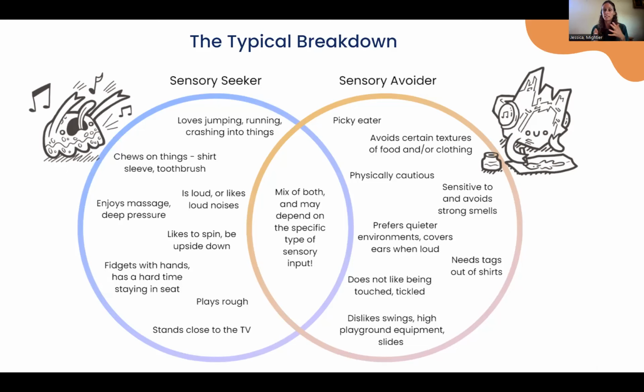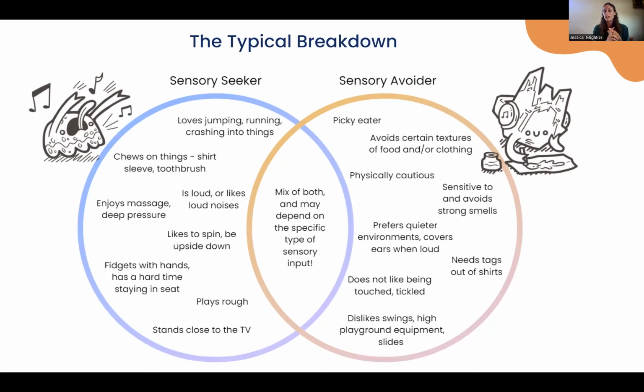Like their body likes to be moving, shifting position. They might play rough. They might not have a great sense of how forceful their body is in play situations with other kids, or how fast they're running and bump against the wall, things like that. They might stand really close to the TV. This is different from someone who is on that more sensory avoidant side, who is trying to control for a lot of those things.